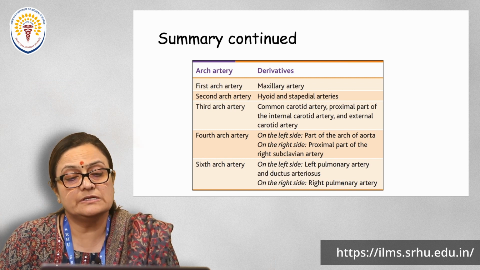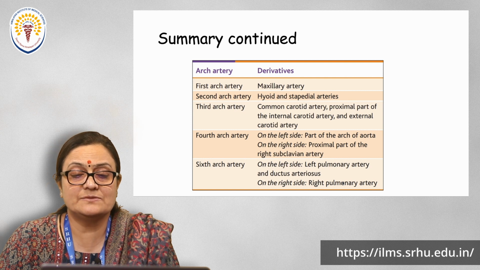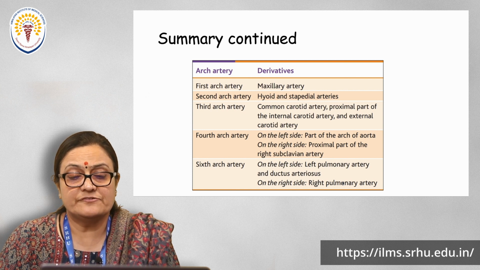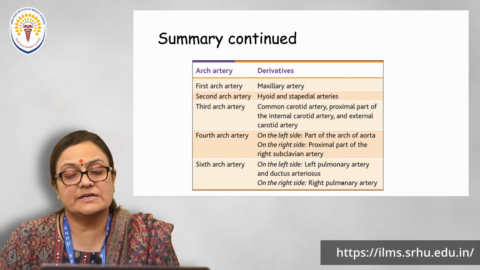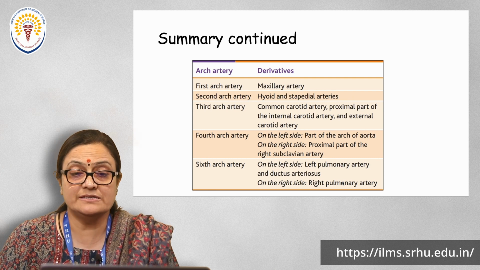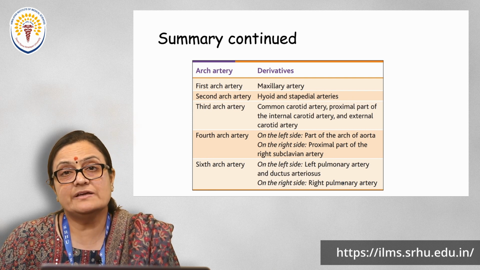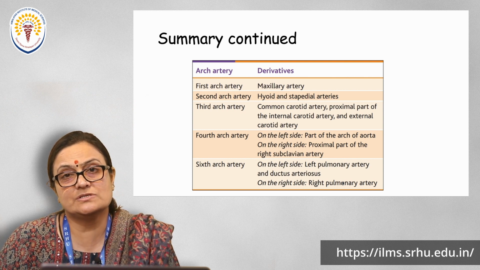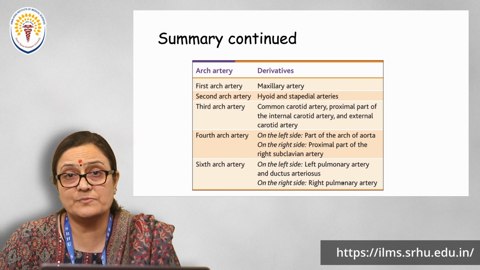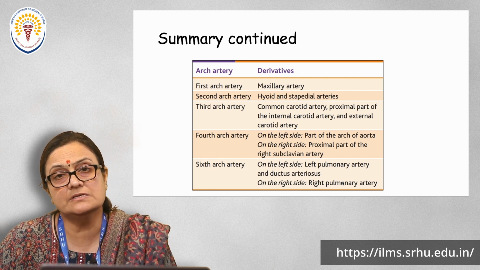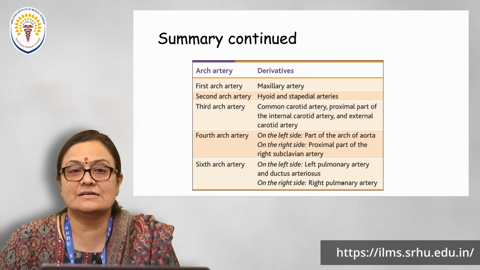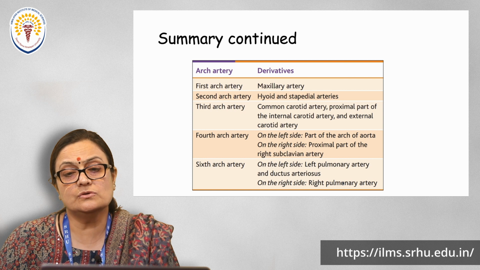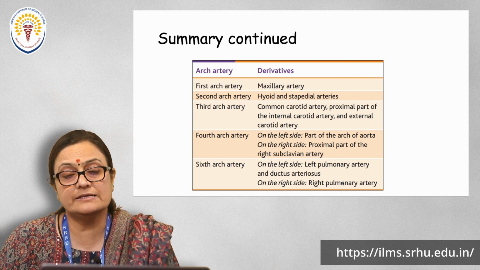Fourth arch artery, left side is the part of the arch of aorta, right side proximal part of the right subclavian artery. And sixth arch, on the left pulmonary artery and ductus arteriosus, on the right only the right pulmonary artery. So we can see how questions will vary and the answers will also automatically vary. So we need to have two types of approaches. One which is focusing on the artery proper and then telling its sources of development, and the second is where we are talking about the arch arteries and telling their derivatives. So please focus on what has been asked and also read these two parts separately in this manner.